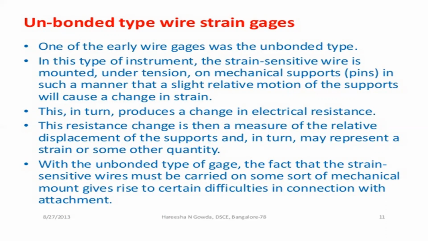This resistance change is then a measure of the relative displacement of the supports, and in turn may represent a strain or some other quantity. Within the unbonded type of gauge, the fact that the strain sensitive wires must be carried on some sort of mechanical mount gives rise to certain difficulties in connection with the attachment.